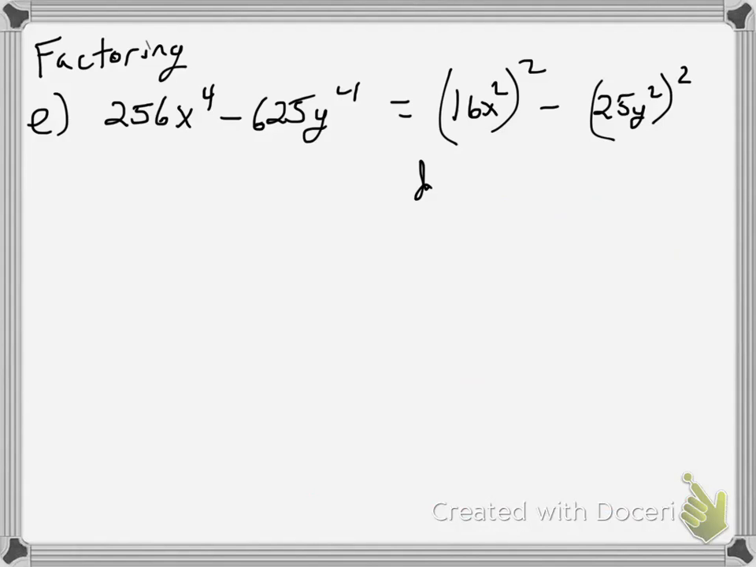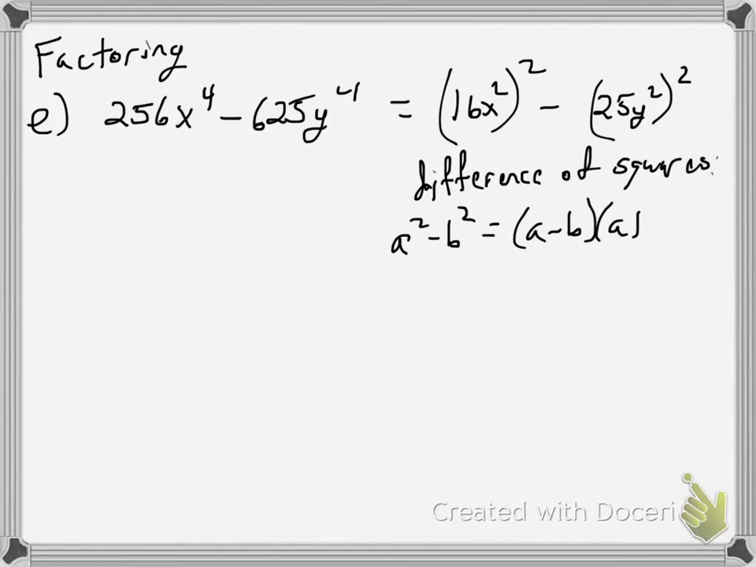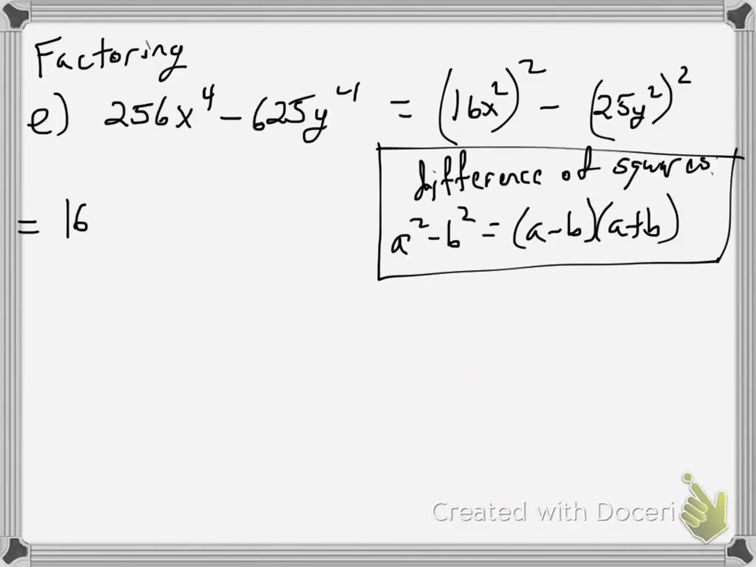So this is a difference of squares. My bases are the 16x squared and the 25y squared. And we can go ahead and use our difference of squares formula, which is a squared minus b squared equals a minus b, a plus b. And so the a would be the 16x squared, and the b would be the 25y squared to fit the formula there. So then we'd factor that into 16x squared minus 25y squared, 16x squared plus 25y squared.